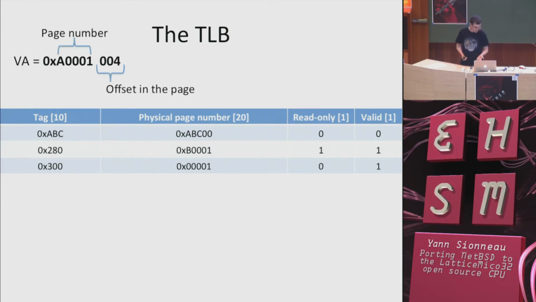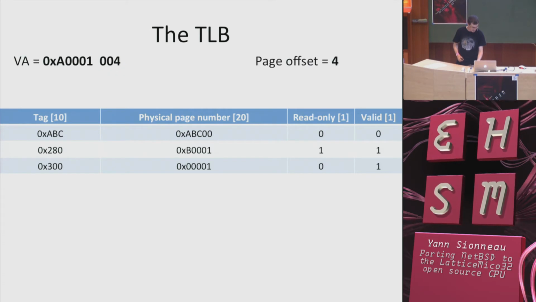So, as I said before, we can split the address into 2 parts: the offset in the page, which is 4, and the page number. For now, we're going to put aside the offset in the page, because since we are only translating pages, we don't care about the offset. The offset will not be translated. We will only translate the page number. So put page offset aside.